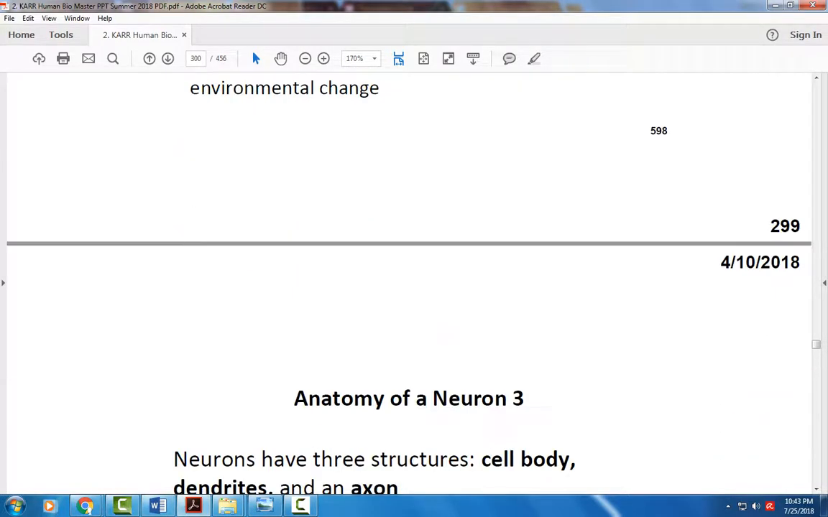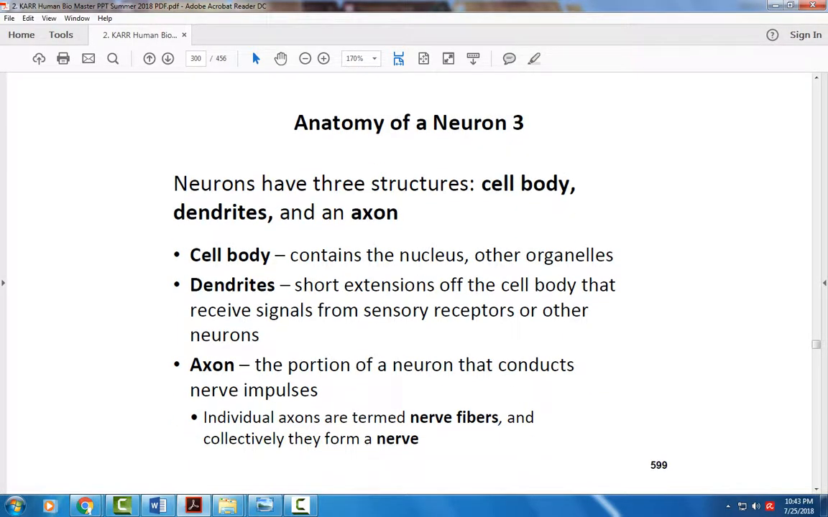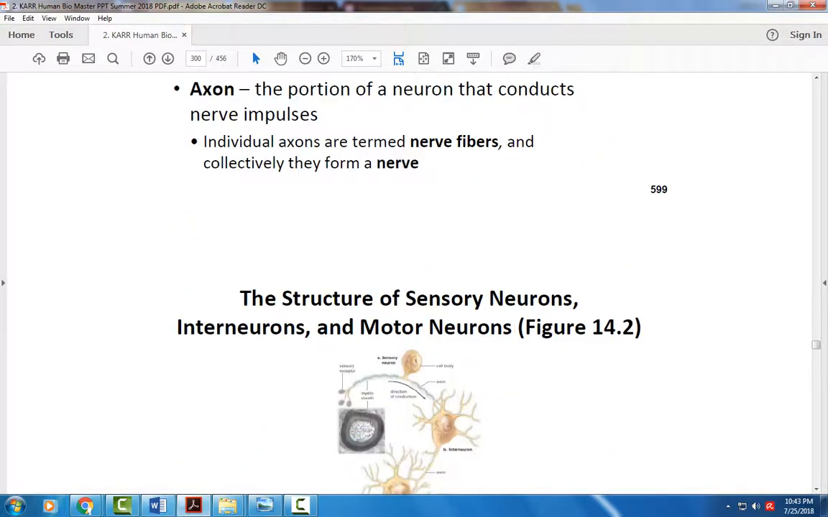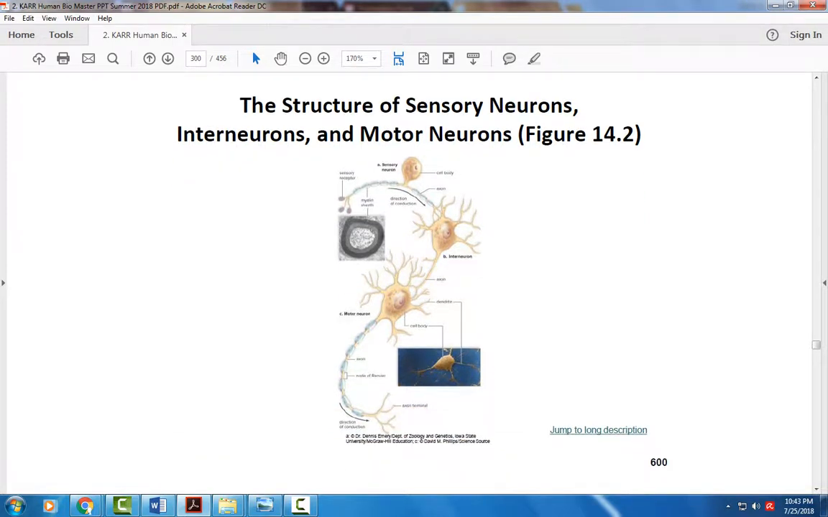And then if we look at a typical neuron, there's 3 parts to a neuron. There's the cell body, the dendrites, and the axon. So if we look at a structure of a typical neuron, we can see one here. The cell body is the enlarged end of this neuron, and the dendrites are the extensions of the cell body. They're the receiving portion of the neuron. So they kind of act as antenna, receiving information and bringing it into the cell body.